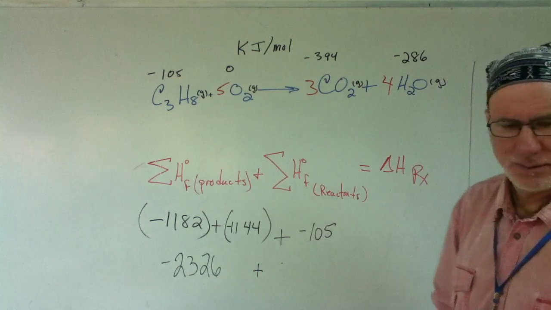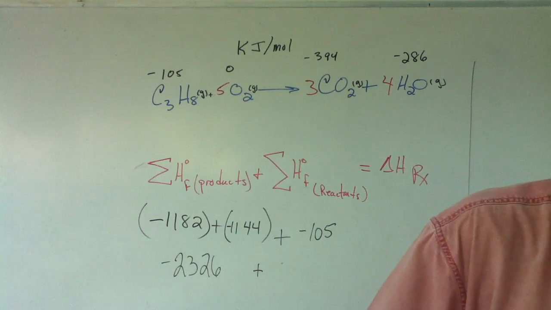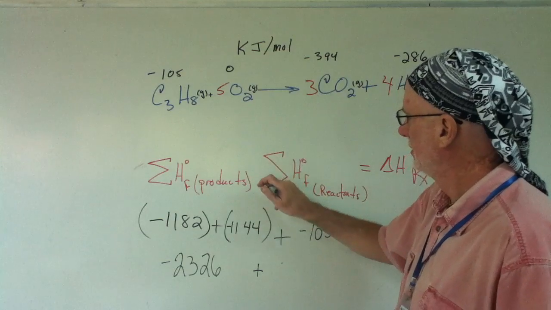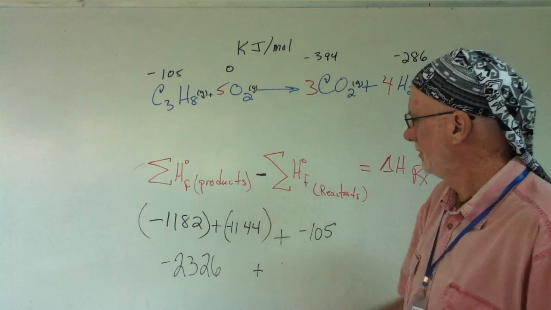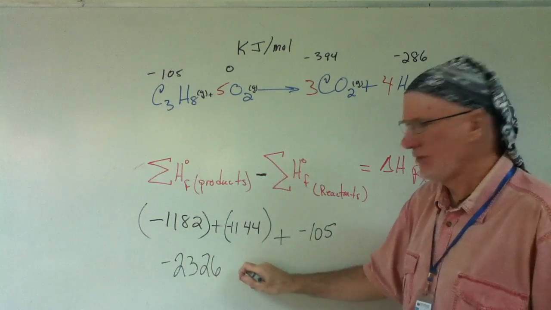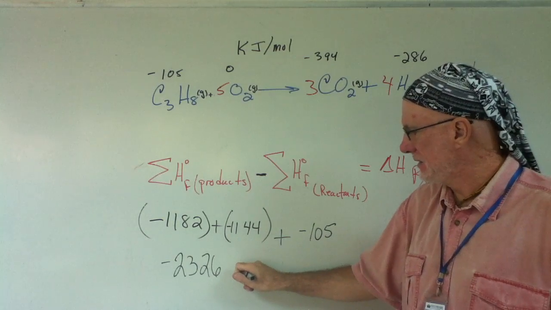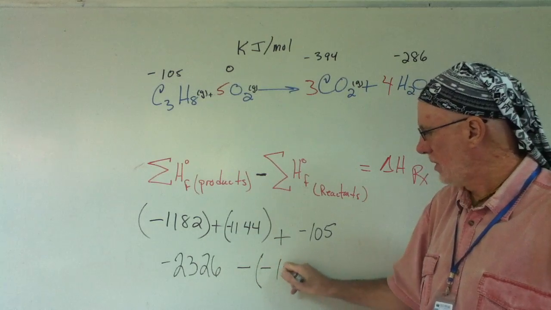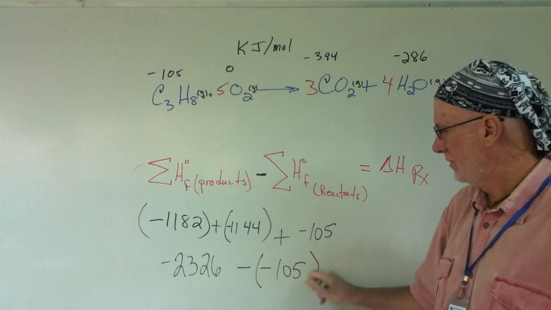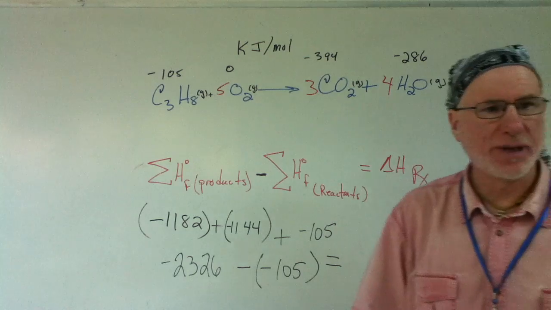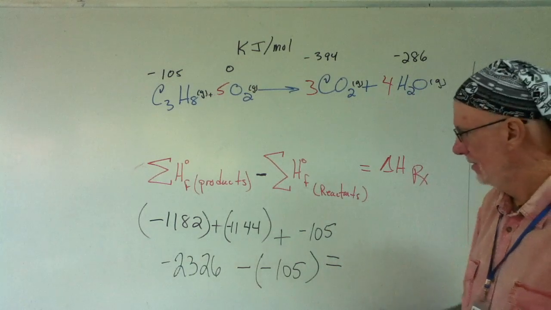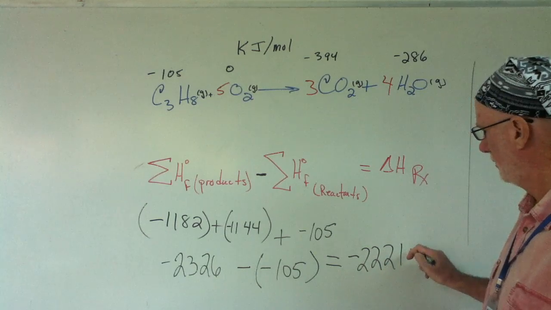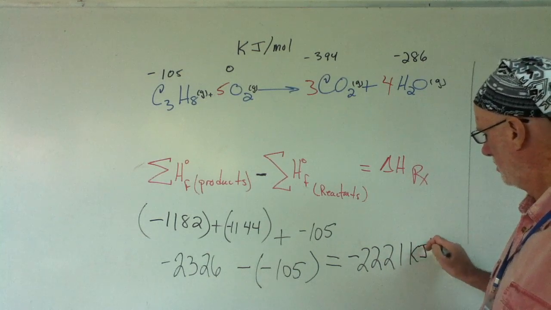wait a second, minus, right? Sorry, did I do something wrong here? Yeah, they didn't say minus, I did. Minus, I thought they made a mistake. Minus negative 105. So what's the value going to be? Negative 2221. Right?